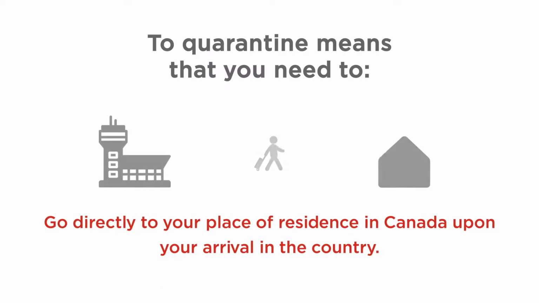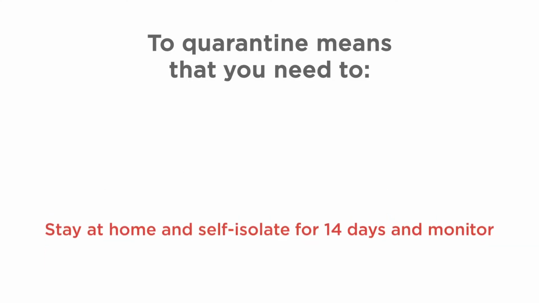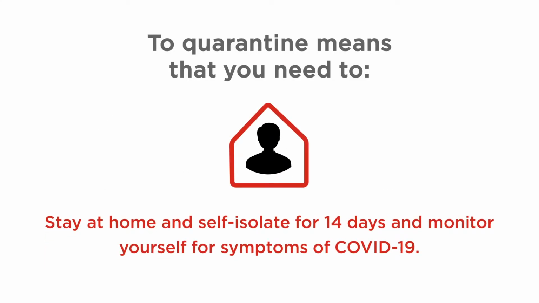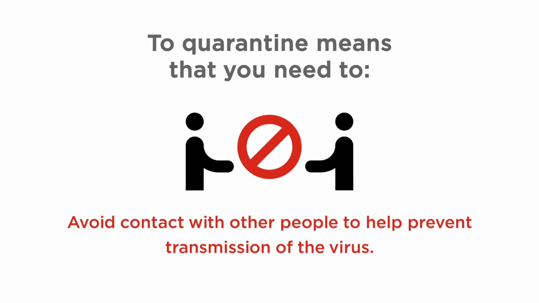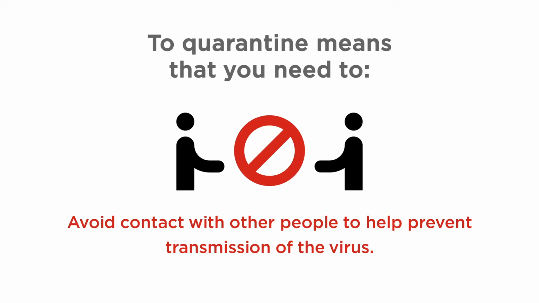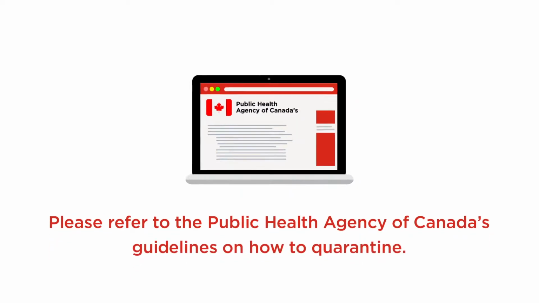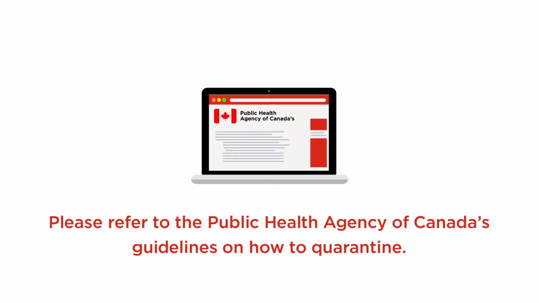To quarantine means that you need to go directly to your place of residence in Canada upon your arrival in the country. Stay at home and self-isolate for 14 days and monitor yourself for symptoms of COVID-19. Avoid contact with other people to help prevent transmission of the virus. Please refer to the Public Health Agency of Canada's guidelines on how to quarantine.